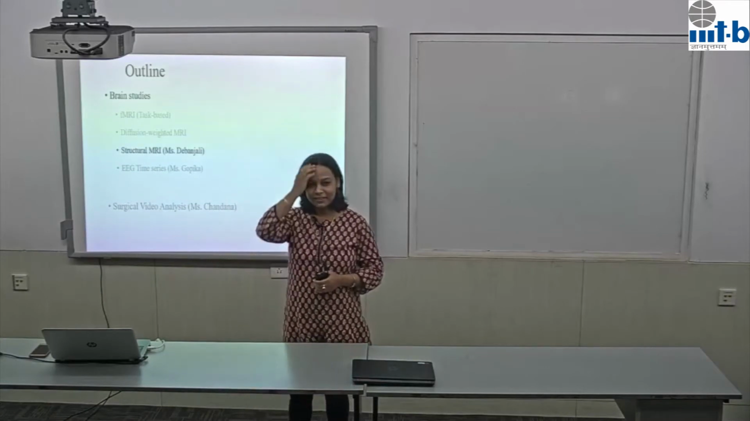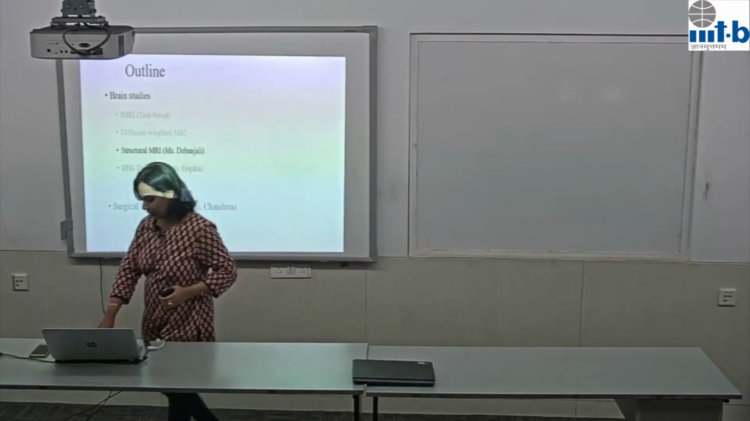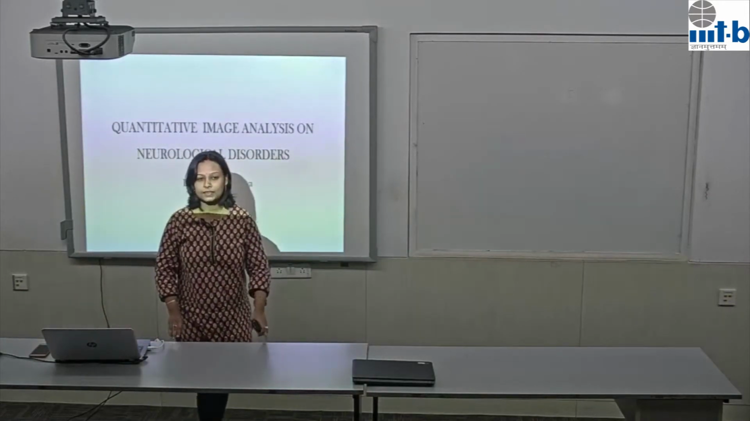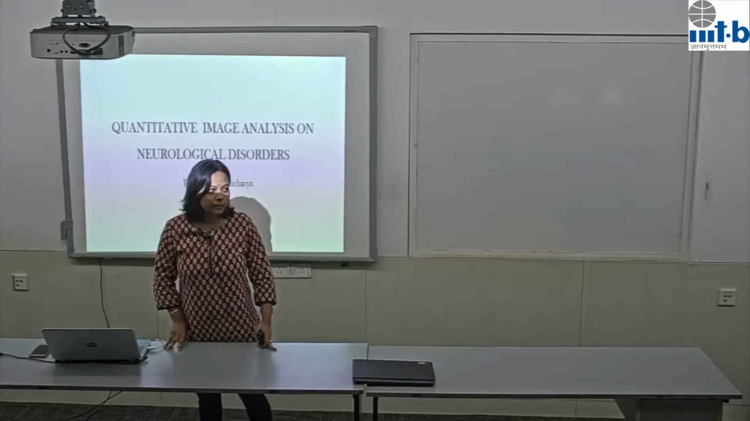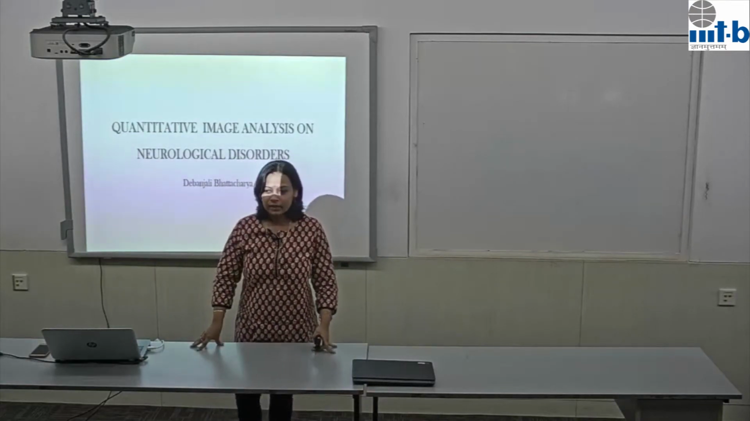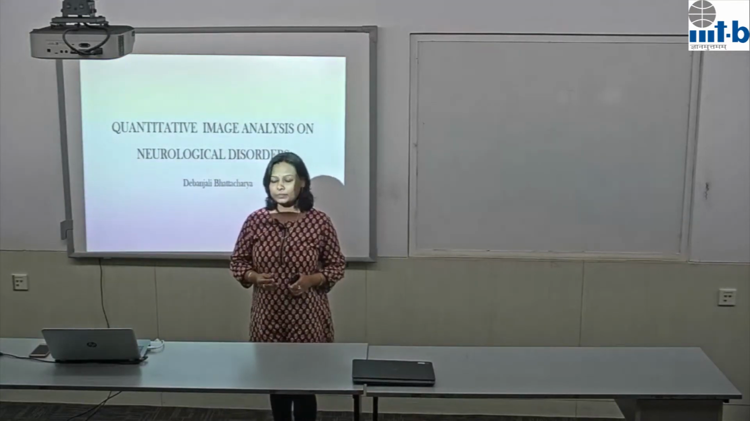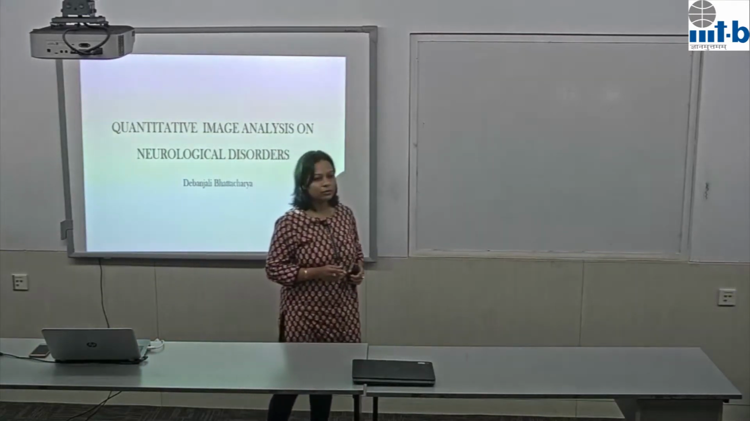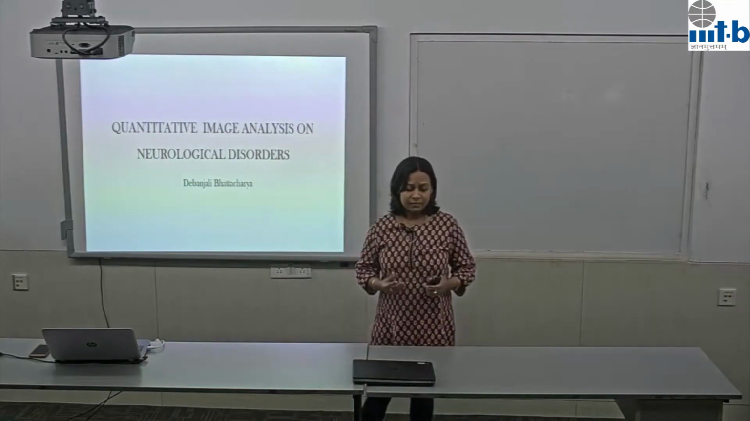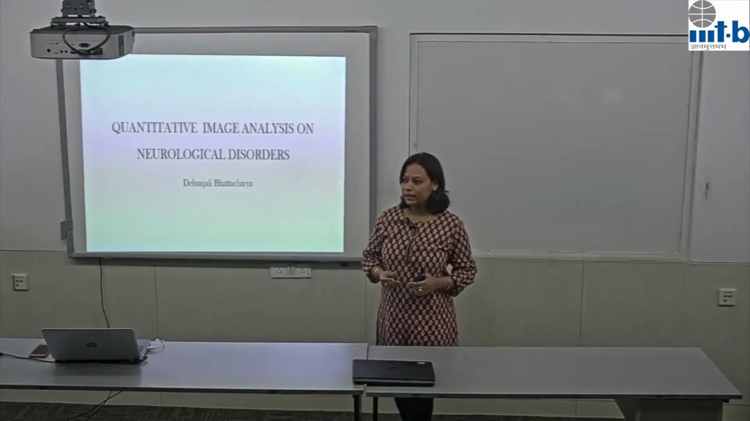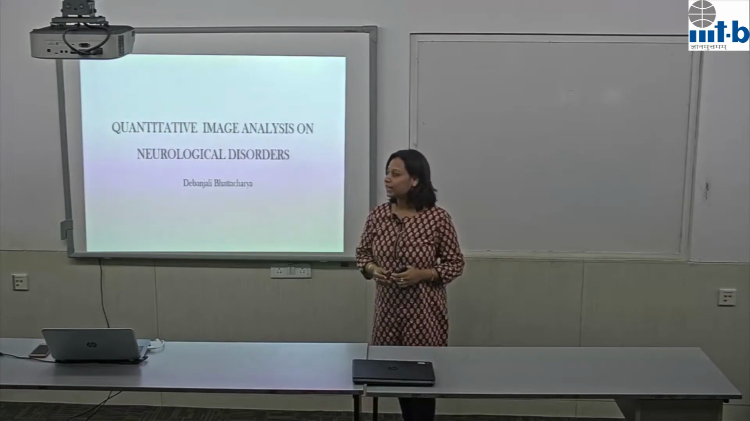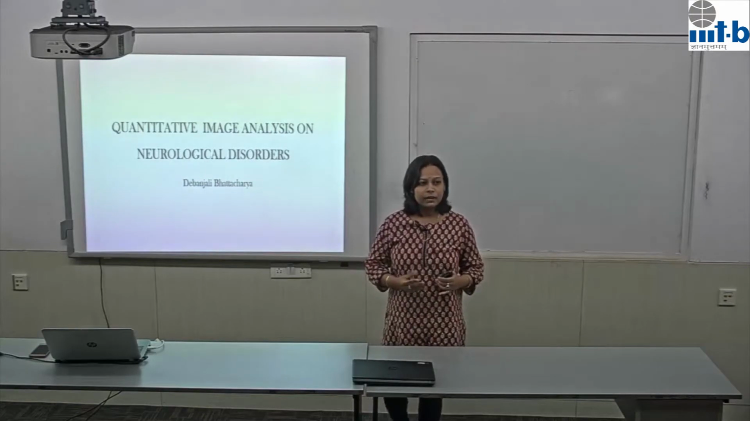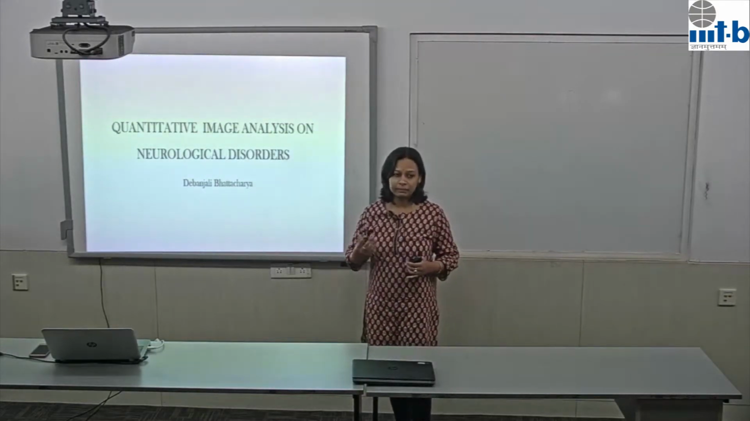Good afternoon, everyone. So, my research topic is quantitative image analysis on neurological disorder. What is neurological disorder? As we know, the brain, spinal cord and nerves make the nervous system, and together they control the working of the body. When something goes wrong with one part of the nervous system, we can have problems with speaking, learning, memory, etc. Now, there are more than 600 neurological diseases. Some common types include stroke, meningitis, epilepsy, brain tumor.